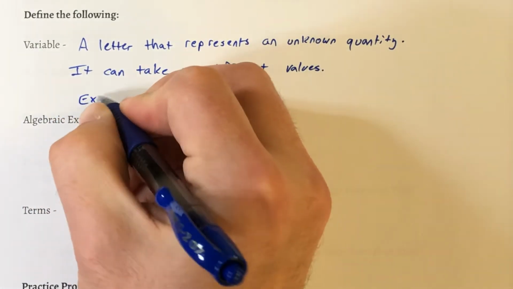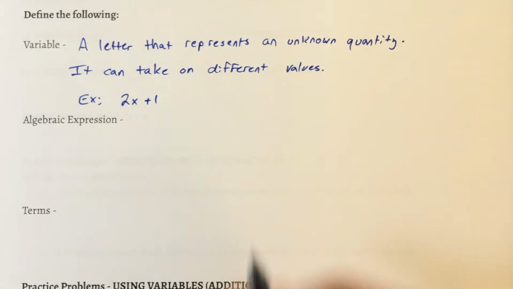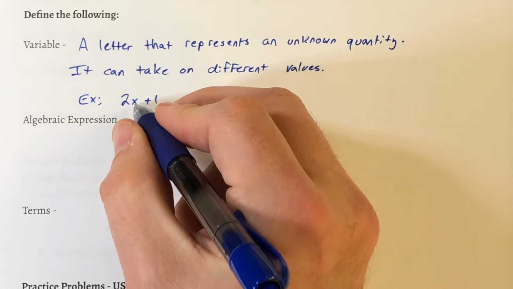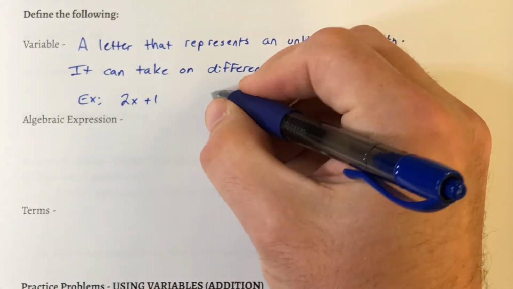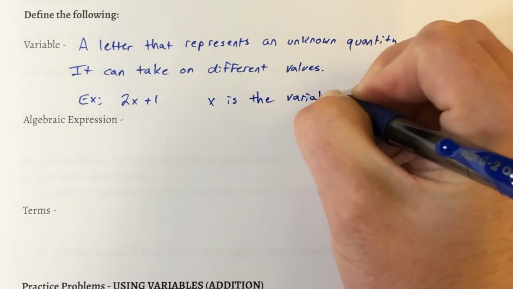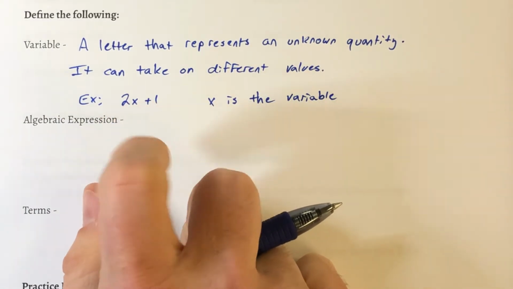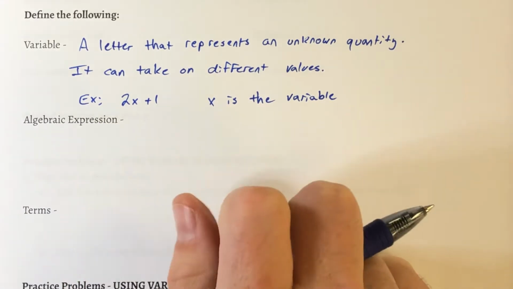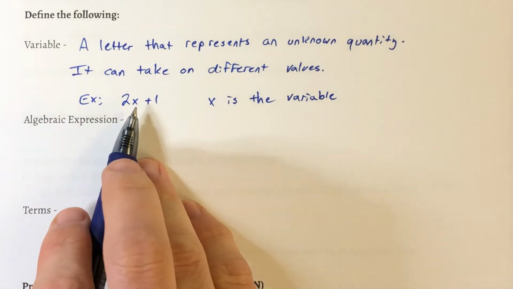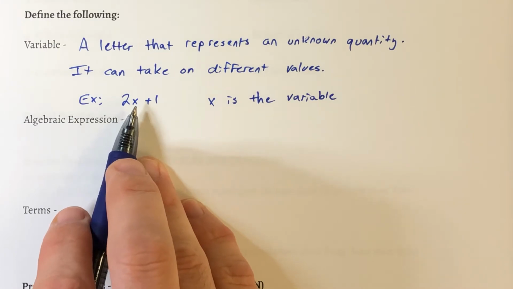Quick example. Let's say I had an algebraic expression of 2x plus 1. The variable is the x. That's not a multiplication symbol. So our variable is the x. It can take on different values, meaning x could be 1, it could be 10, it could be 20, it could be -3. We don't know. So that's why we're using a letter. Also, when choosing letters to represent unknown values, it's best to choose letters that don't look like numbers.